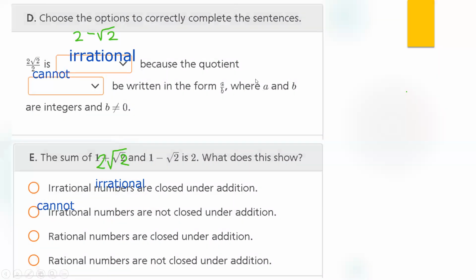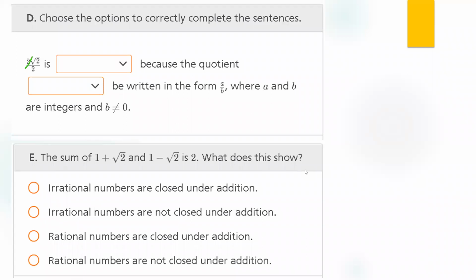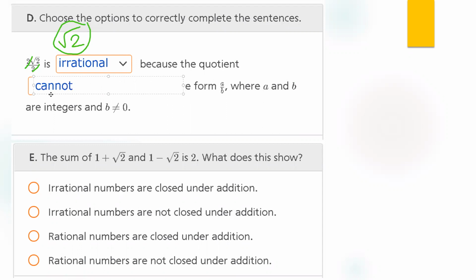Now, let's talk about division. If you have 2 square root of 2 divided by 2, the 2 cancels the 2, so the answer is square root of 2. So when you divide an irrational number by a rational number, what will the answer be? It's irrational too, because the answer here is square root of 2. Irrational, because the quotient cannot be written in the form of a over b.